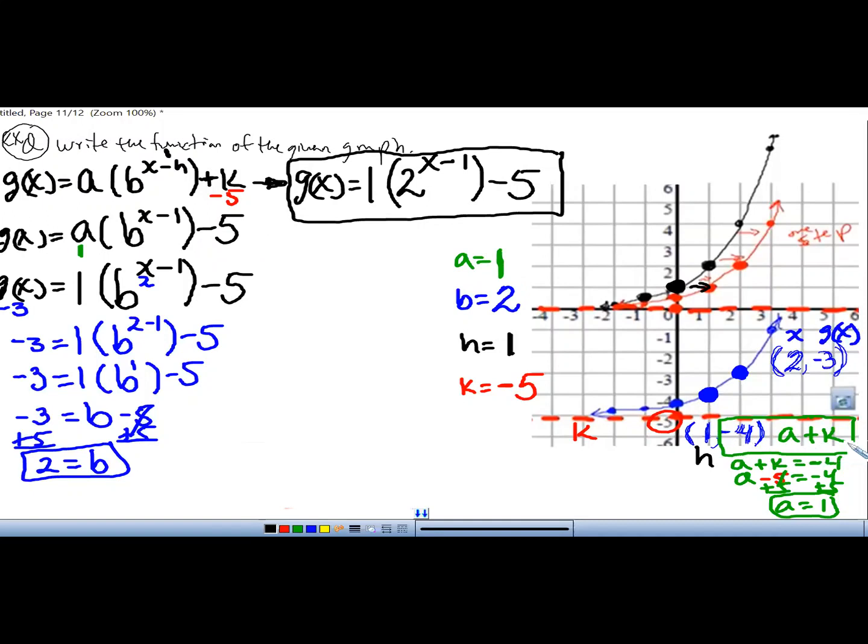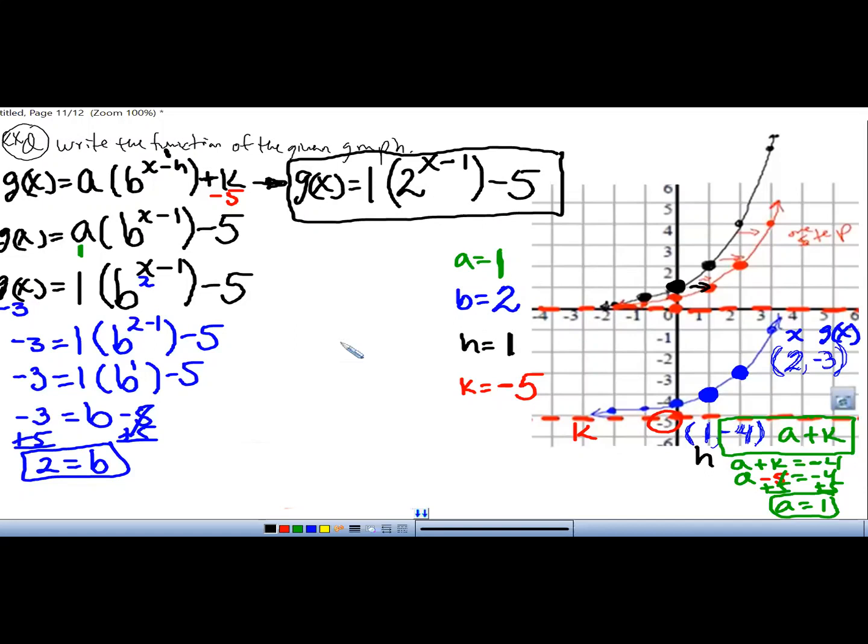Next, to find A, we use the second value of our new vertex, and just wrote A plus K on the side. We wrote an equation, A plus K equal to that value in the parentheses. And then we solve for A once we substituted for K. We substitute values. And the last part to find B, we use the second point, X and G of X, substitute the values, simplify and solve for B. And that's how we found all our parameters. And then we wrote our function.